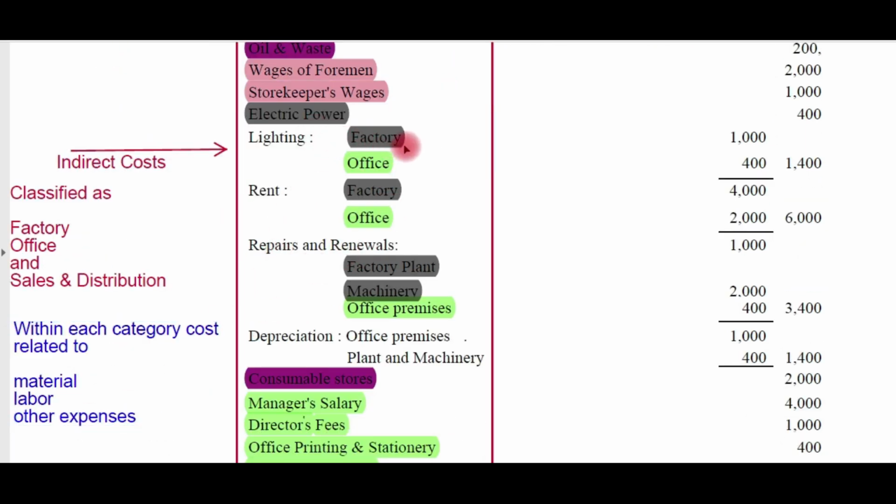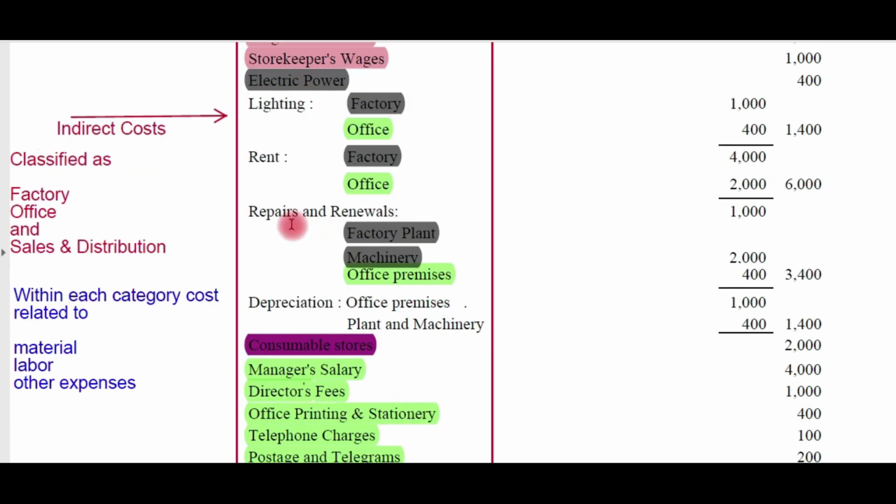Electric power pertaining to factory and office. These are indirect costs pertaining to the other expenses. Other expenses in office, other expenses in factory. Again, rent is another expense in factory and another expense in office. Repairs and renewals.